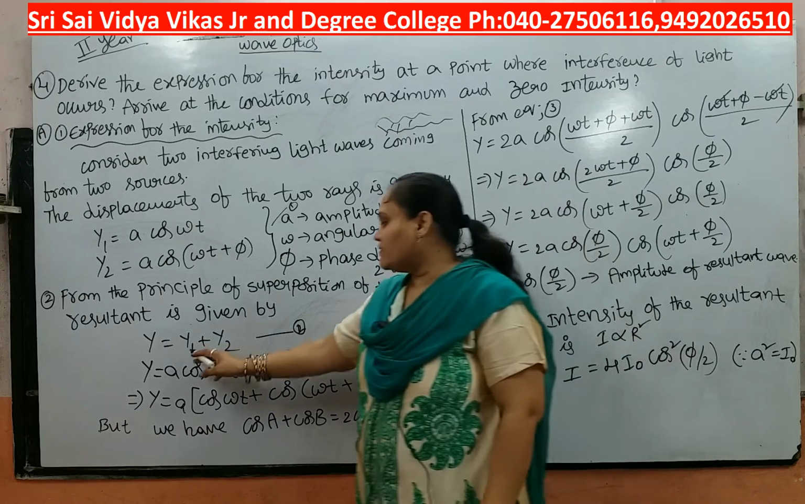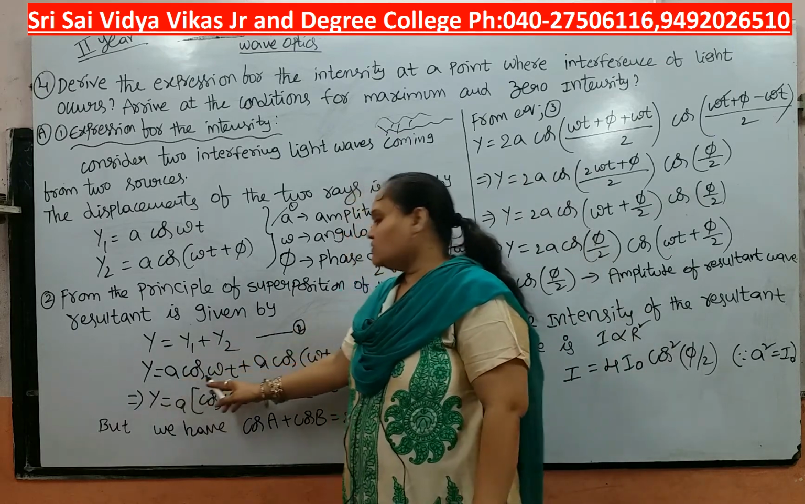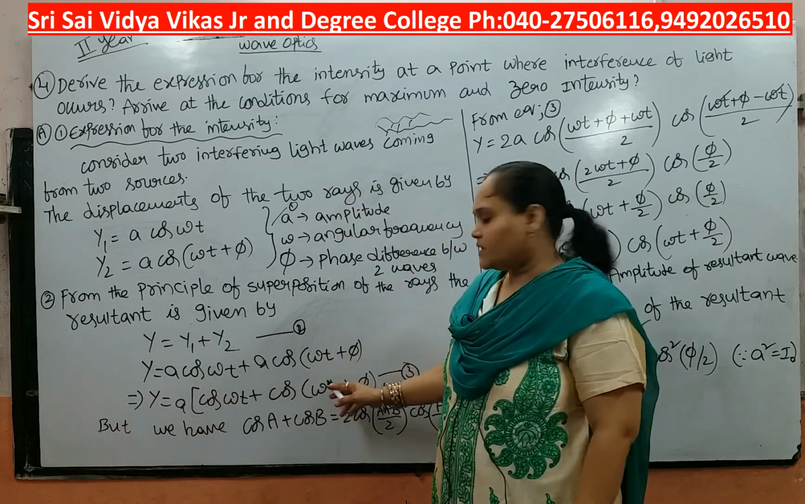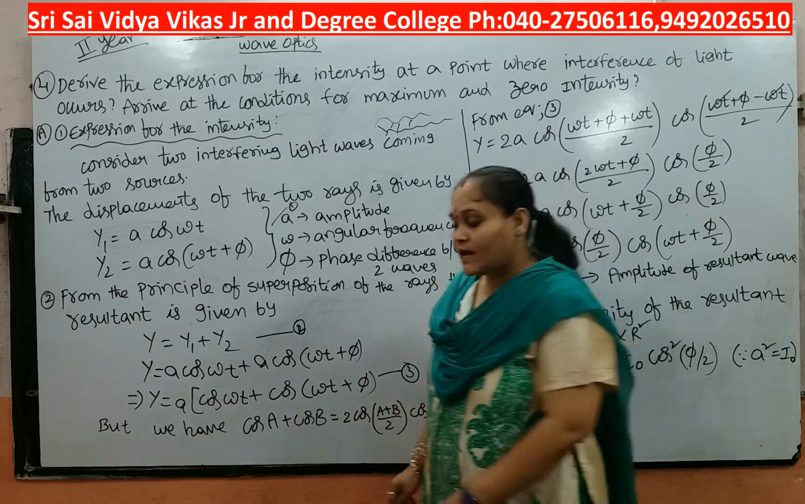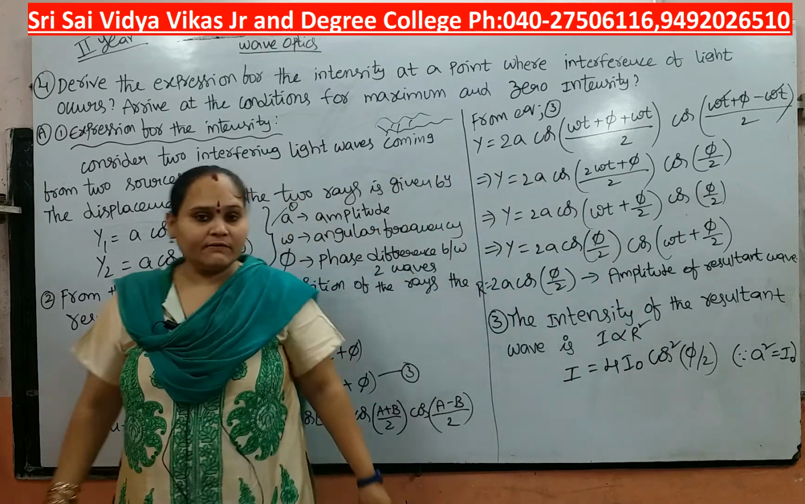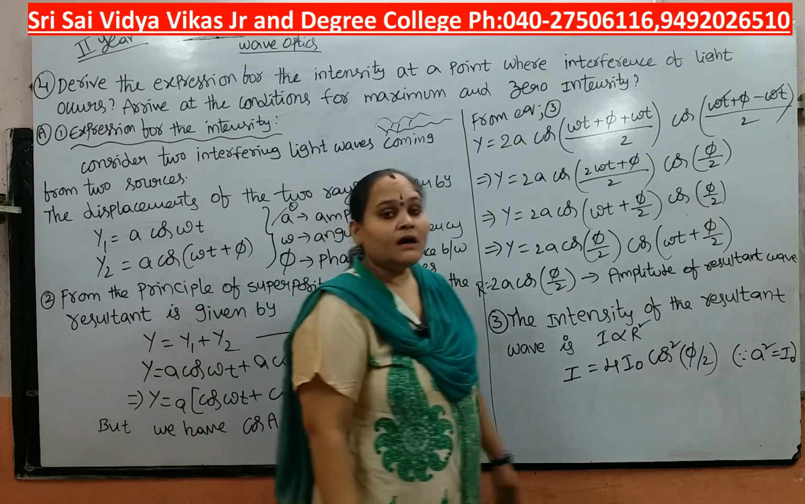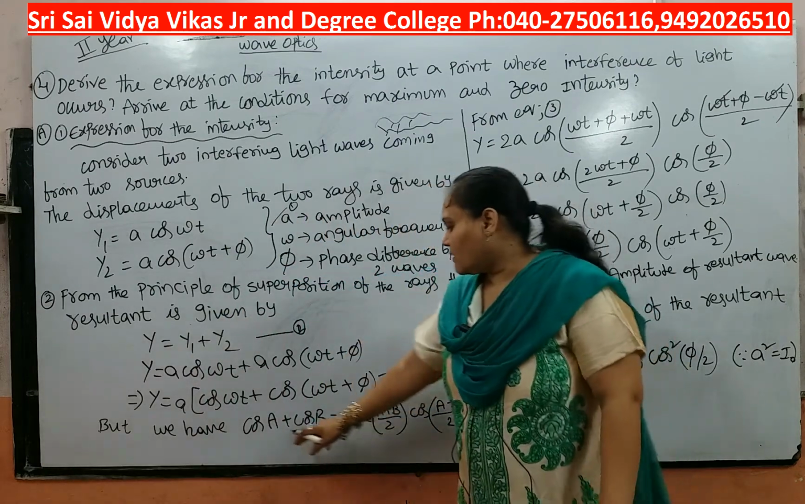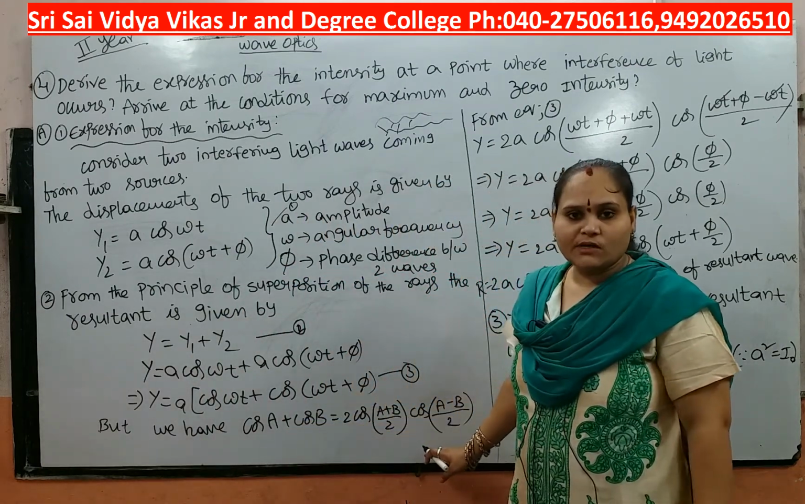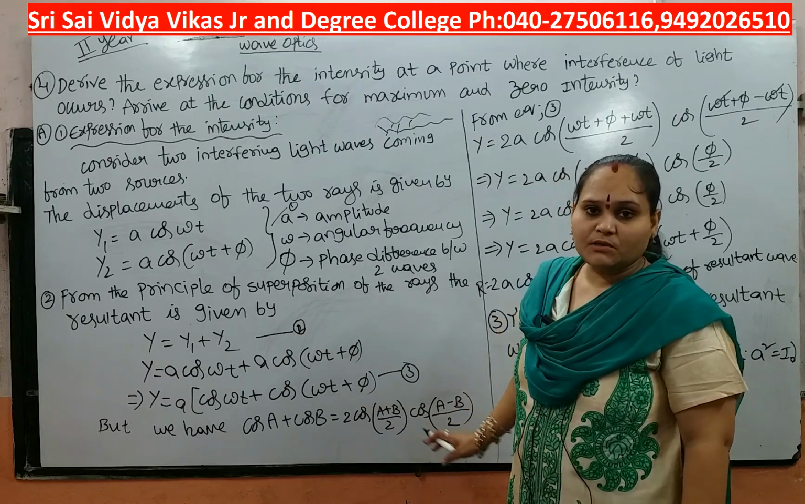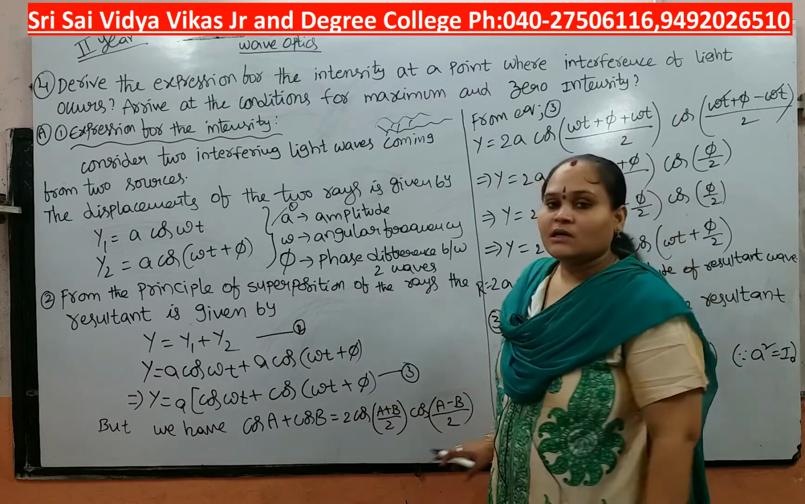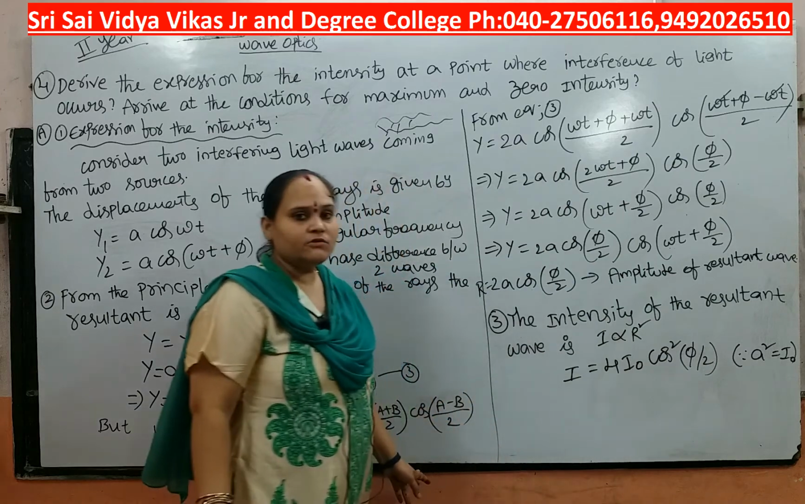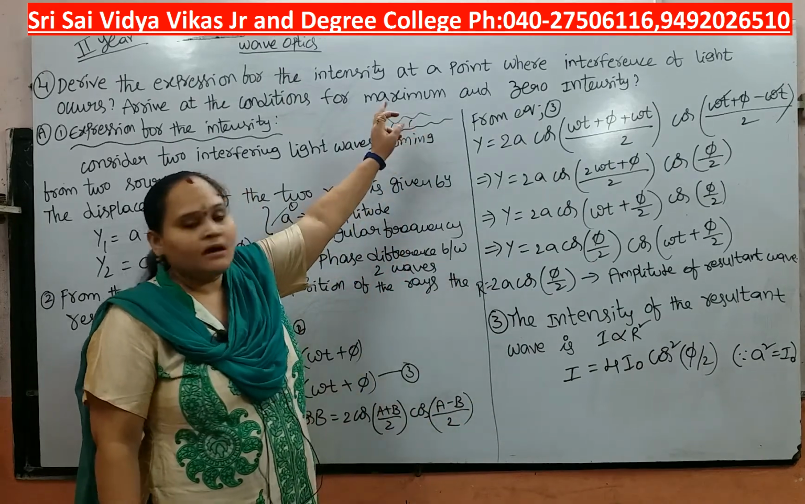Now substitute the y1 value and y2 value. y equal to a cos omega t plus a cos (omega t plus phi). But we have a trigonometry equation that everybody knows: cos A plus cos B will be equal to 2 cos ((A plus B) by 2) into cos ((A minus B) by 2). This is our trigonometry equation. By using this equation we can simplify our expression.